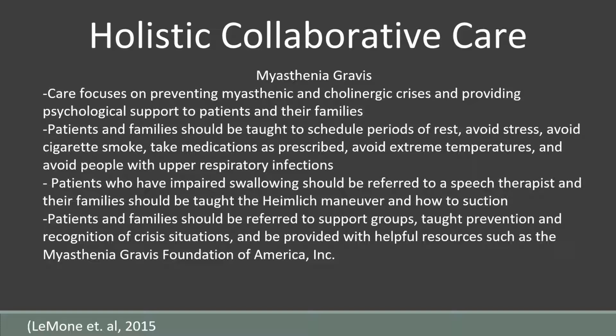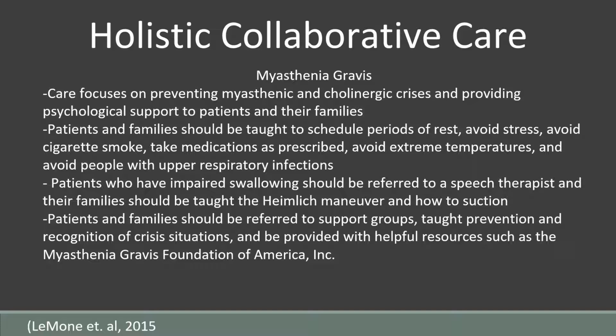Holistic collaborative care for myasthenia gravis. Care focuses here on preventing the crisis we mentioned on the previous slide and providing psychological support to patients and their families. Patients and families should be taught to schedule periods of rest, avoid stress, avoid cigarette smoking, and take the medications exactly as prescribed. Also, you will want to help them understand that they need to avoid extreme temperatures and to avoid other people with upper respiratory infections.